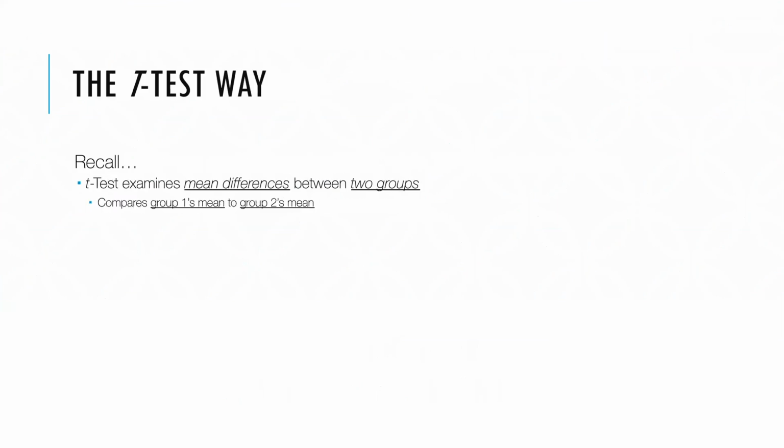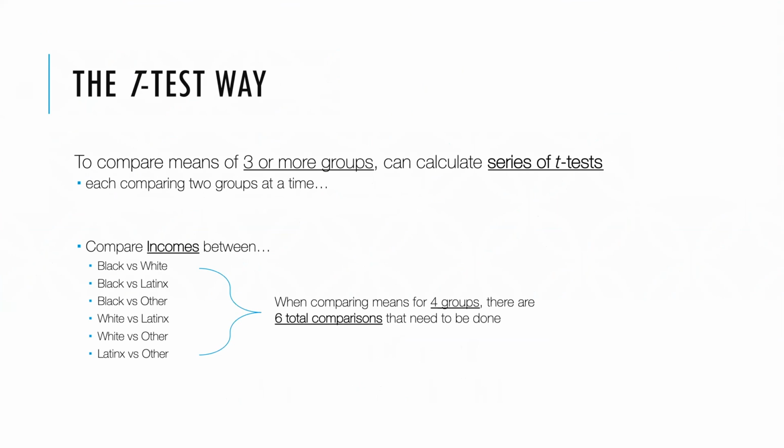We talked about t-tests comparing mean differences between 2 groups. If we wanted to compare 3 or more groups, we could calculate a series of t-tests, but that's going to run into other issues, right? Let's say we're going to compare Black, white, Latinx, and other individuals. If we wanted to do it the t-test way, we'd have to do a bunch of paired comparisons. So it's going to be 6 different paired comparisons with these 4 groups if we want to exhaust all possible comparisons.